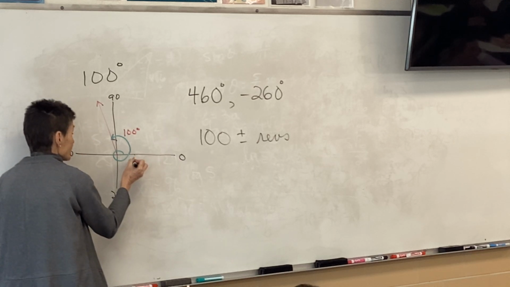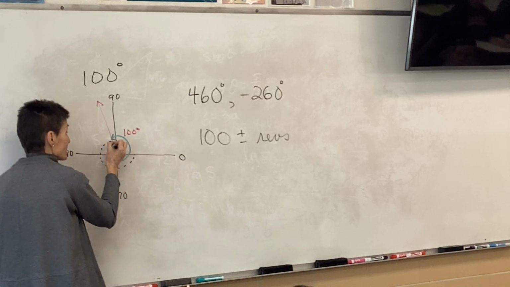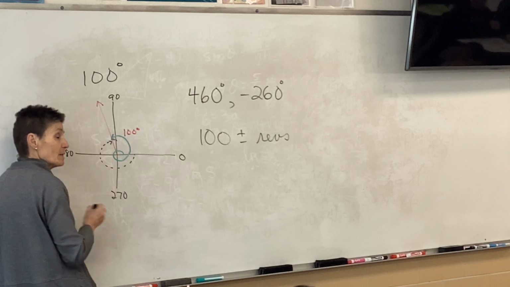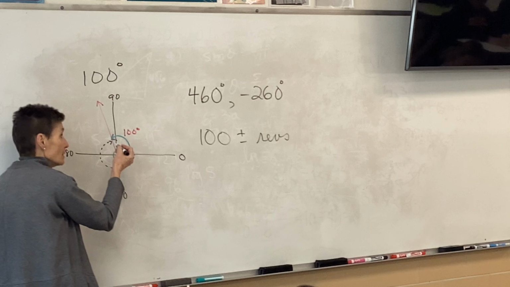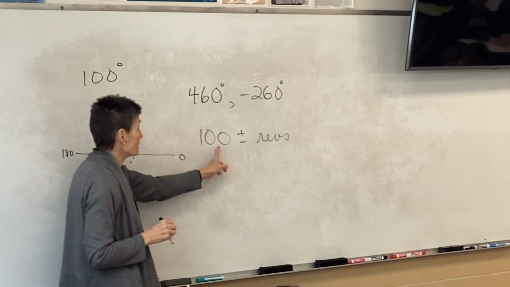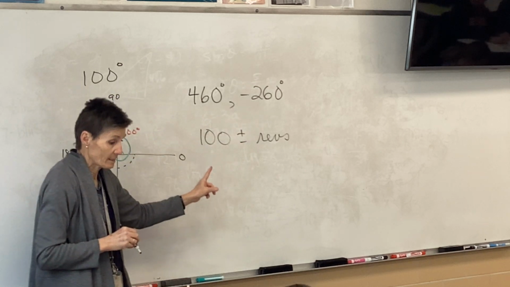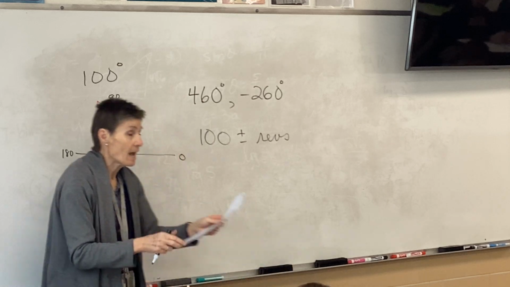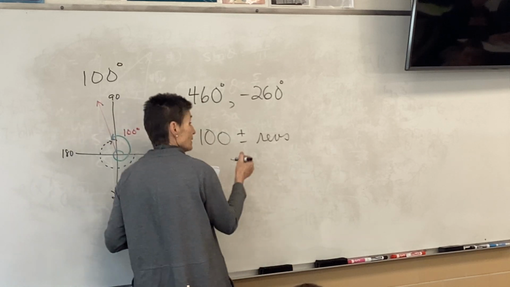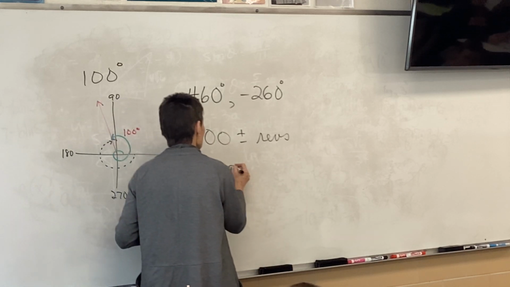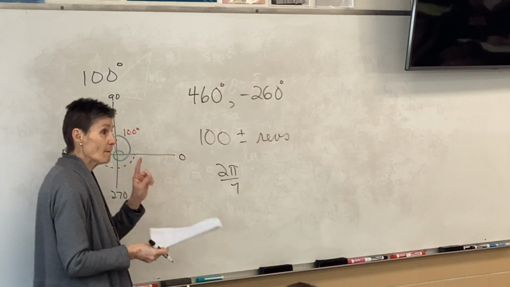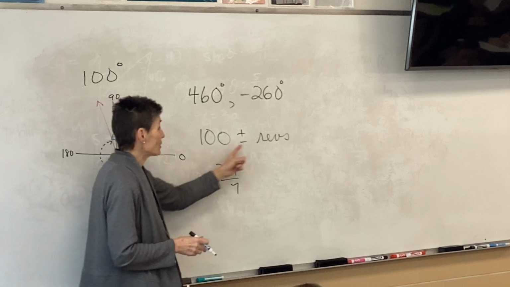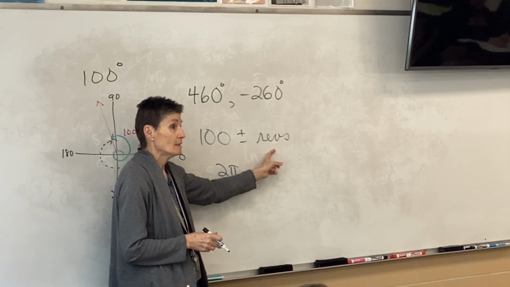Negative 260 would look like this. Does that make sense to everybody? Negative means we go down and around. So we add 360 and subtract 360. Now, what if the original angle is in radians? Now remember, how do you find coterminal angles? Add or subtract a revolution.